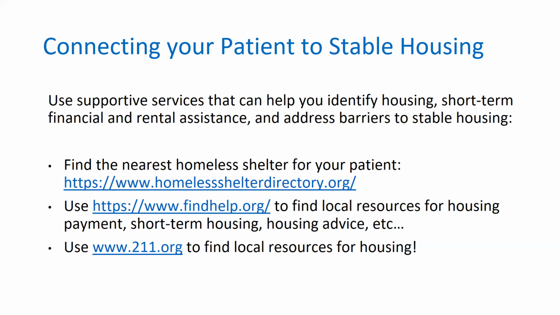And so the first resource listed here is a homeless shelter directory that can be used to find a homeless shelter for your patient based on their location. And while not permanent, the homeless shelter can provide more stable short-term housing for that patient. You can also use Find Help and 211 to find more housing resources. Find Help will be able to provide local resources for housing payment help, short-term housing amenities, housing advice, and more. With 211, you can find more local resources for housing based on your zip code. So these are really user-friendly resources for you and your patient to work with in order to find them some more stable housing.